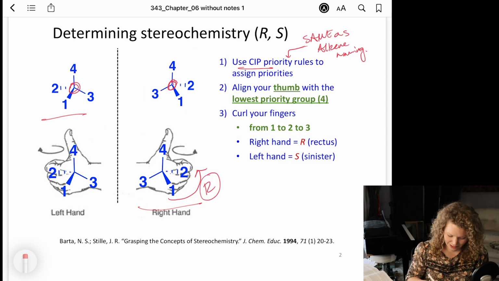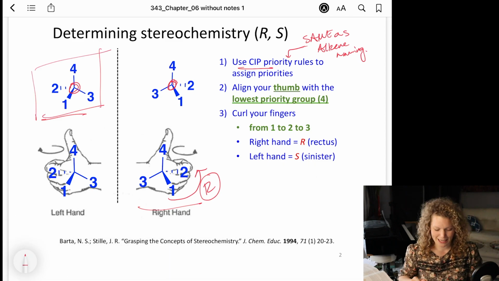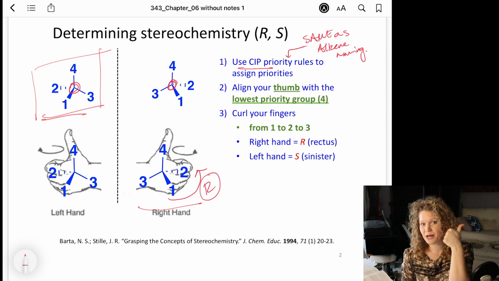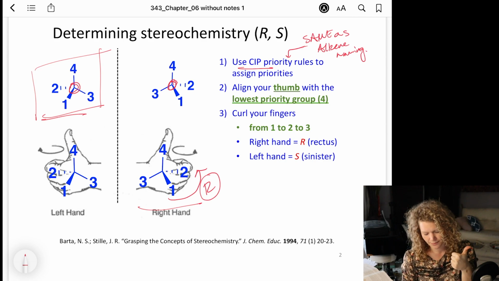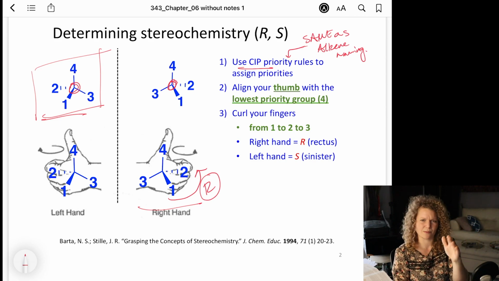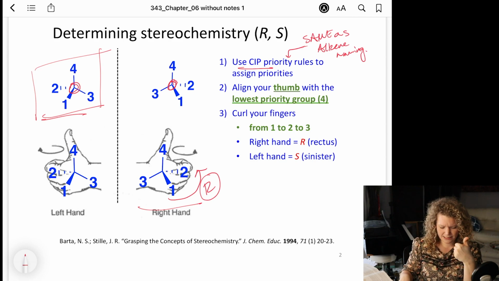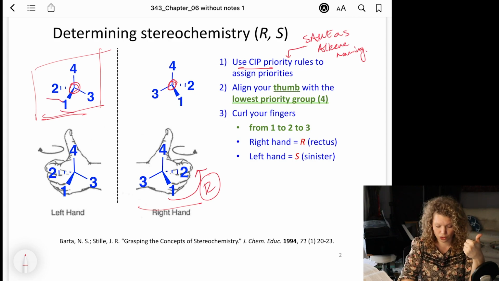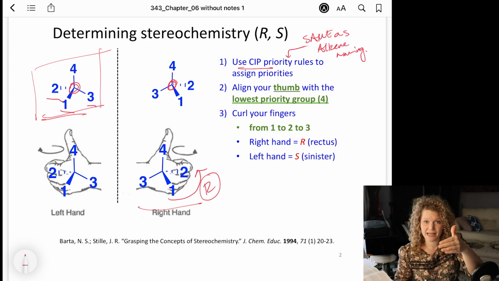Now let's do the one here on the left. I don't know why I always start with things on the right side. I'm right hand dominant. So thumb is number 4, lowest priority group. Remember, this is atomic number, lowest atomic number. So that would be 4, okay? Then we're going to rotate our fingers. As I rotate, the picture is drawn this way, but you can also go this way and kind of see it too. As I'm rotating, it makes sense that I'm going to be going 1 to 2 to 3. See how we're rotating there, and it works with our left hand, okay?